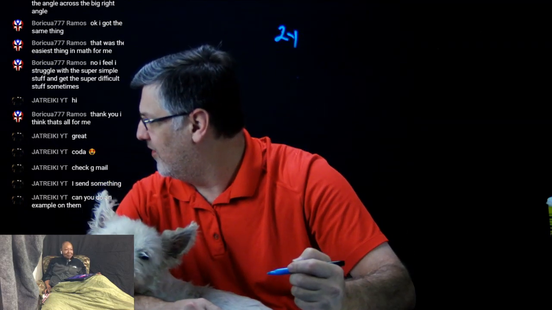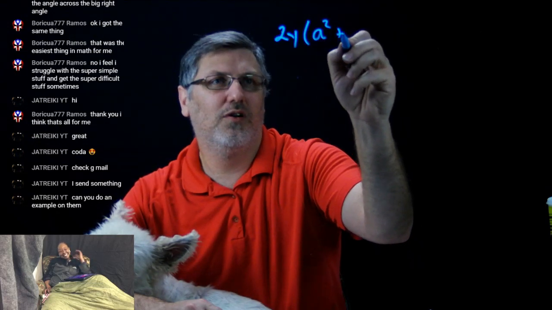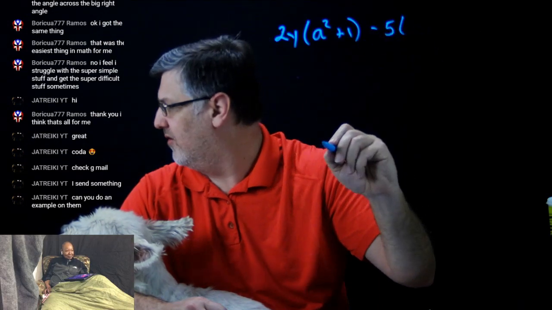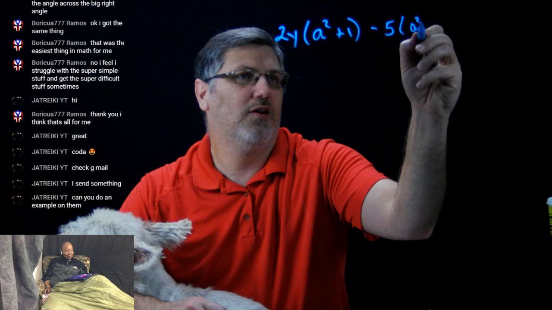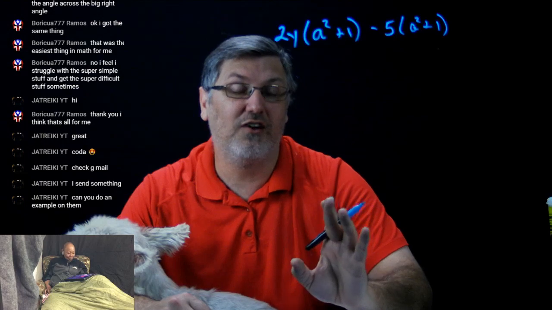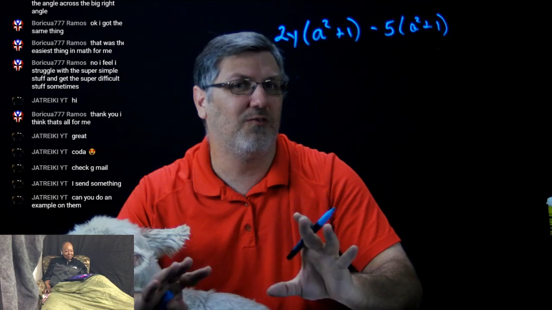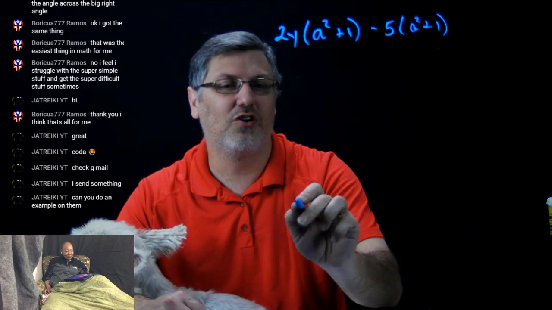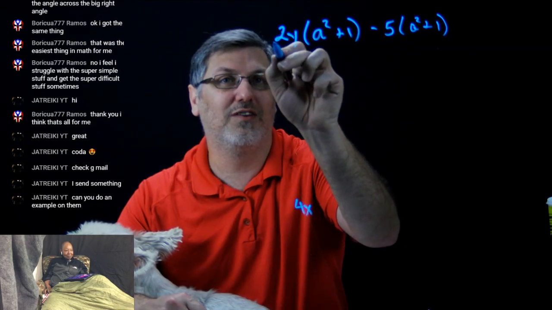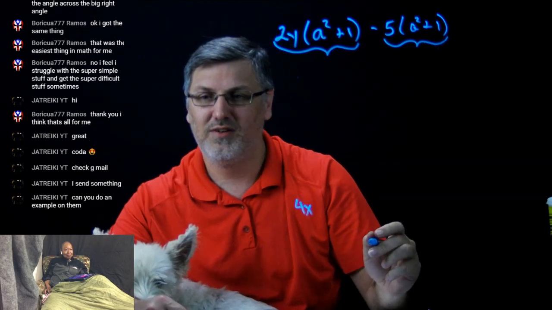2y times (a squared plus 1) minus 5 times (a squared plus 1). And it wants us to factor this. When we factor, this is actually a GCF problem. We need to look at each individual term, but these terms look different than what you're used to seeing. You're used to seeing a term like 4x. That's one term. But this is also an entire term here, and this is an entire term here.